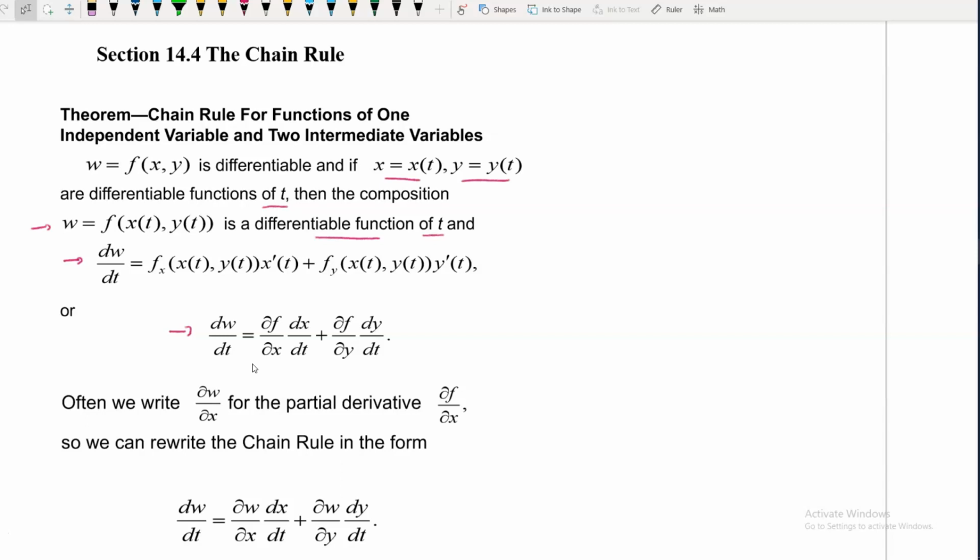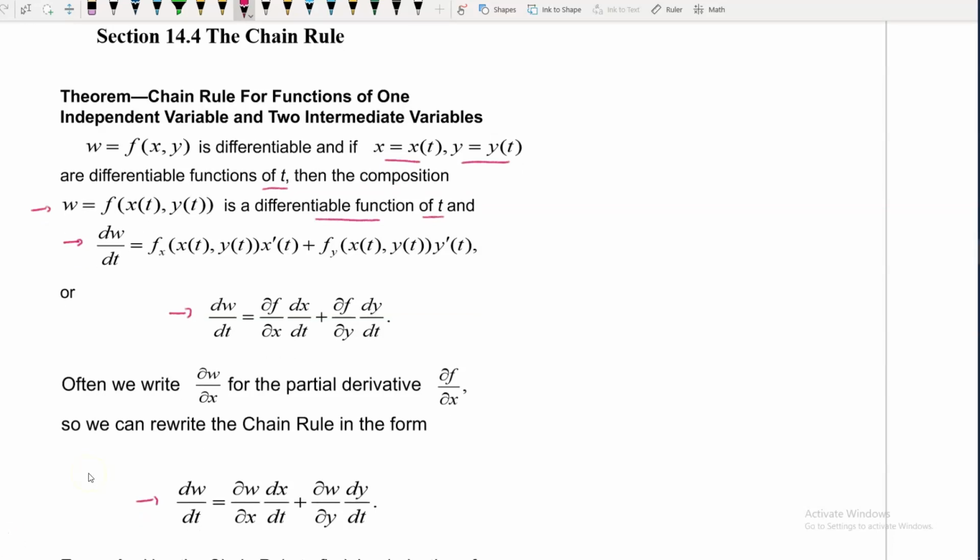So we can rewrite the chain rule in the form of the derivative of w with respect to t. It is equal to the partial derivative of w with respect to x times the derivative of x with respect to t, plus the partial derivative of w with respect to y times the derivative of y with respect to t.